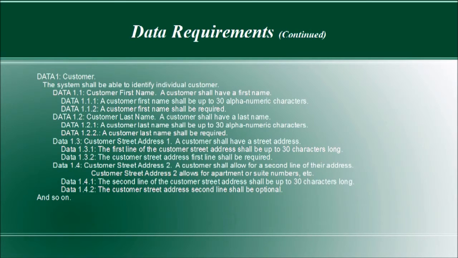In this example, we see the definition of a customer entity, and the customer has a first name, and a first name shall be up to 30 characters long and is required. Likewise, the customer's last name. Note requirement 1.4. The actual requirement is a customer shall allow for a second line of their address. The rest of this text is informational. It's additional detail about the customer's address. Note also the second line of the address is optional.